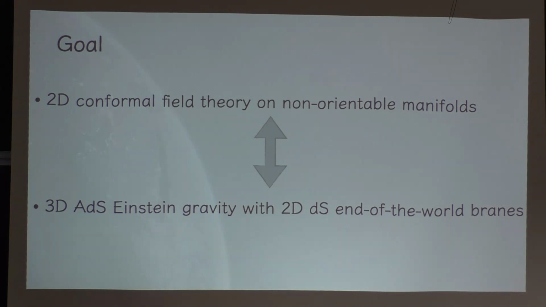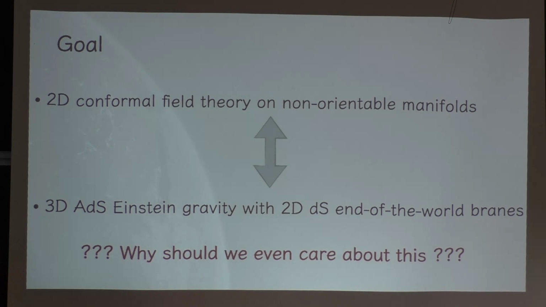So during this talk, my goal today is to convince you that there is a correspondence between two-dimensional conformal field theory defined on non-orientable manifolds, and also 3D Einstein gravity with two-dimensional de Sitter and AdS/CFT. So this sounds complicated, right? Why should we even care about this random stuff?